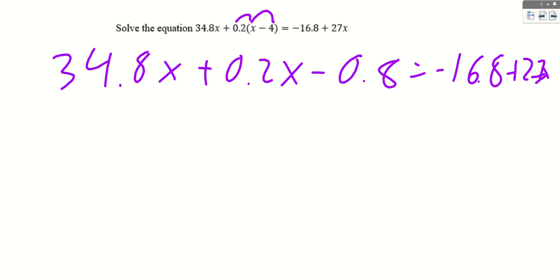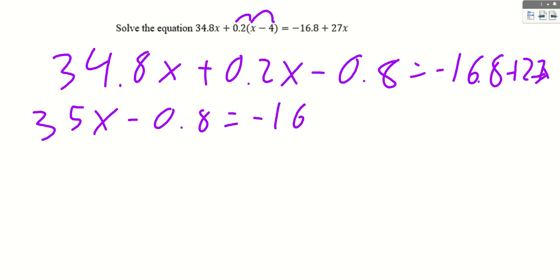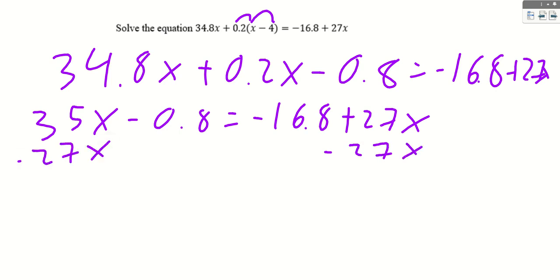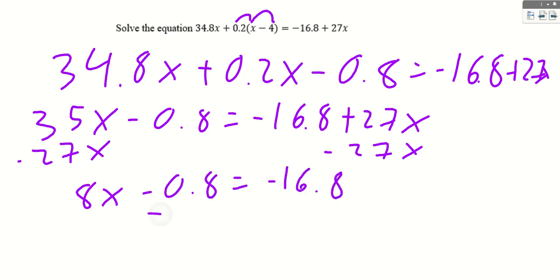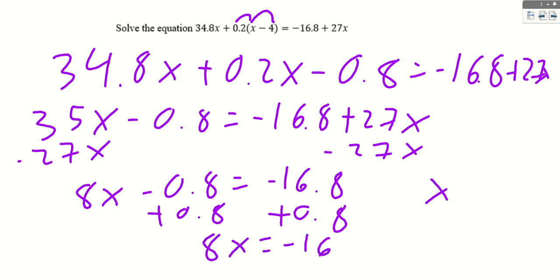I'm going to combine my like terms, and I get 35x minus 0.8 is equal to 16.8 plus 27x. I'm going to bring my x's to one side, and then I get 8x minus 0.8 is equal to negative 16.8. Add 0.8 to both sides, and I get 8x is equal to negative 16, making x equal to negative 2.